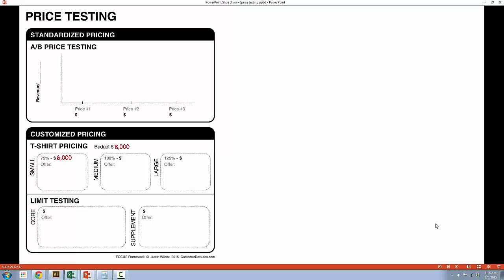So what you're doing at the 75% budget level, at the small in the T-shirt analogy, is you're basically saying we are willing to compete at the low end of the range, and your offer will reflect that. So in this case, let's say I was going to do some workshops. For $6,000, I might offer a half-day workshop and then 50% off my books. So that what that's saying is, hey, I'm willing to compete at the low end. However, I'm not going to give you everything that I would at my full price.